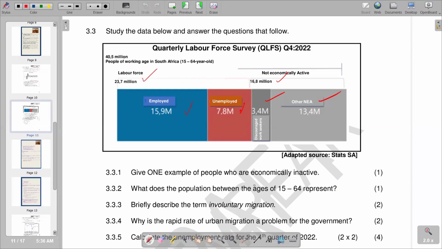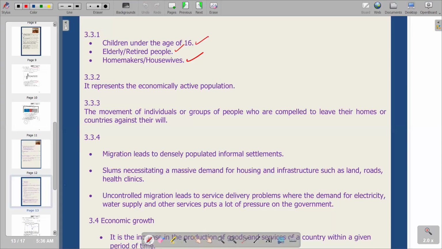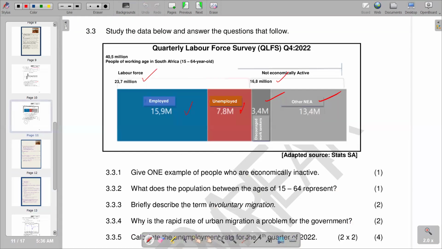The next question is saying, what does the population between the ages of 50 and 64 represent? Obviously, this is the economically active population. So we go to the next part of the question, which is saying, briefly describe the term involuntary migration. We know that when something is involuntary, it's something that is done without will. So obviously, it's going to be a movement that is forced. It's a movement of people in the country that is forced.